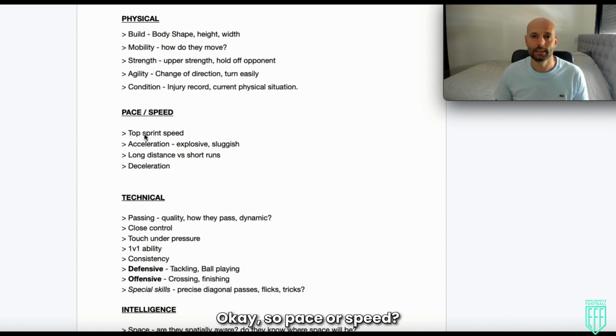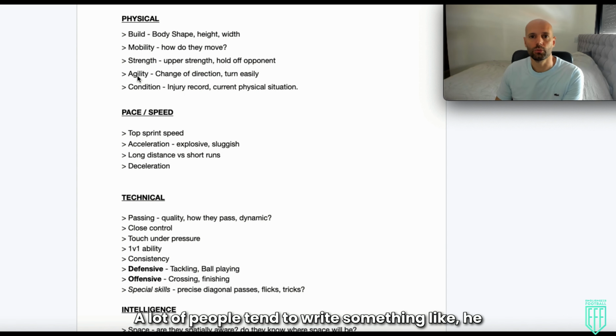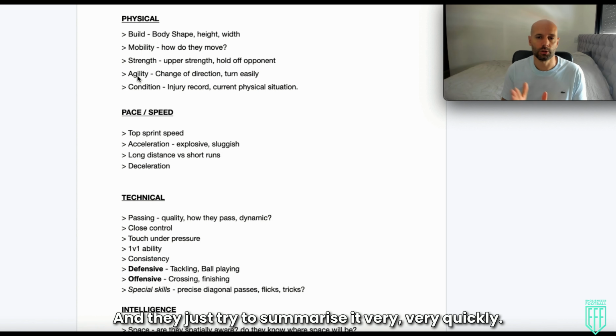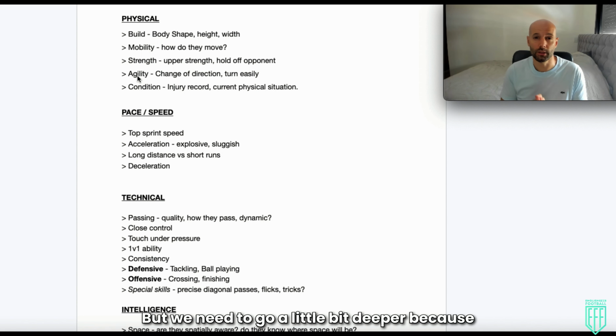Okay, so pace or speed. A lot of people tend to write something like he has a lot of pace, the player's pacey, he's quick, and they just try to summarize it very, very quickly. But we need to go a little bit deeper because there are other factors here to do with speed. Just because a player is fast doesn't mean that that's necessarily a totally positive thing, and he may be weaker in other areas as well.